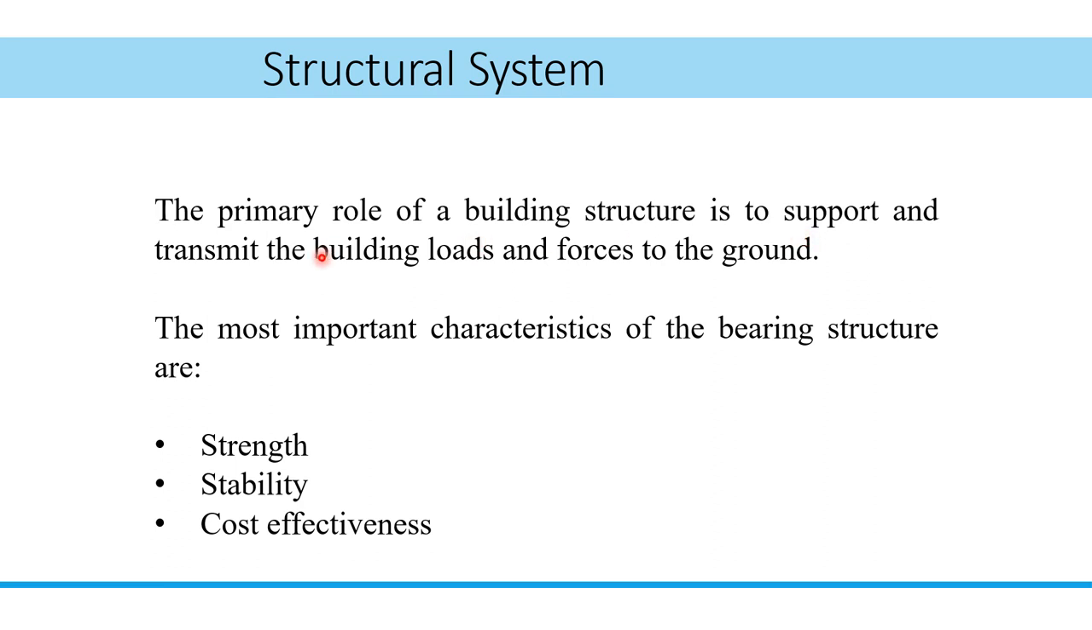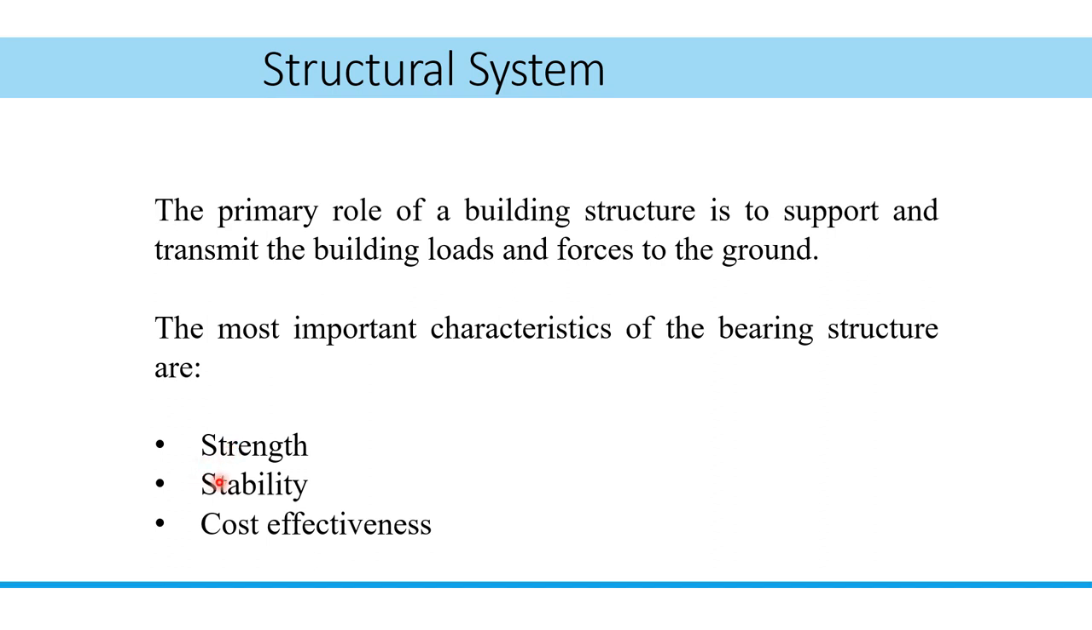The most important characteristics of the bearing structure are, first, strength, stability and cost effectiveness. Strength: for example, any member, whether a beam, column or slab element, should have the capacity to resist the applied loads. Its capacity should be greater than the applied load. So strength is the main parameter of all structural elements.